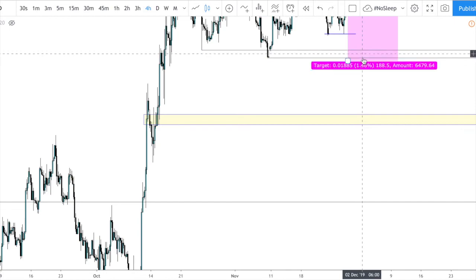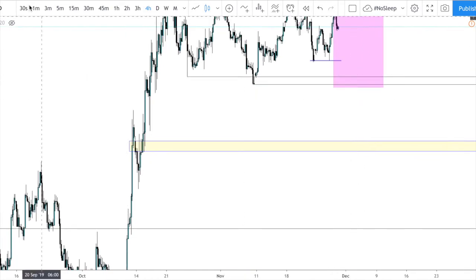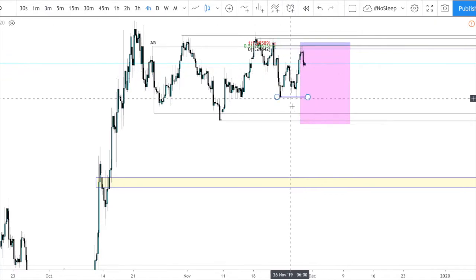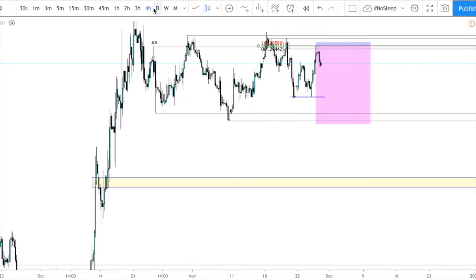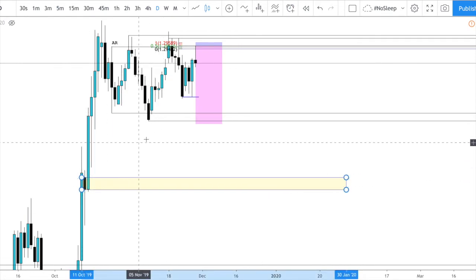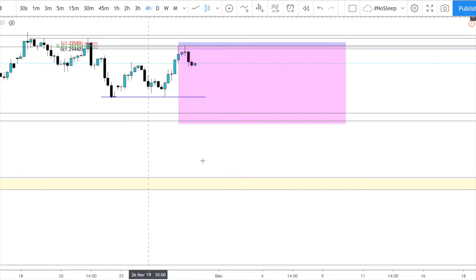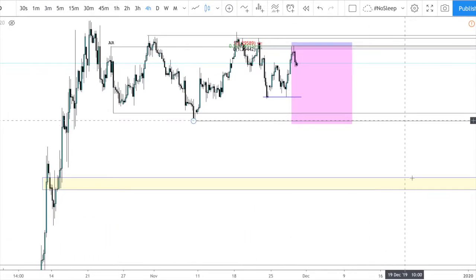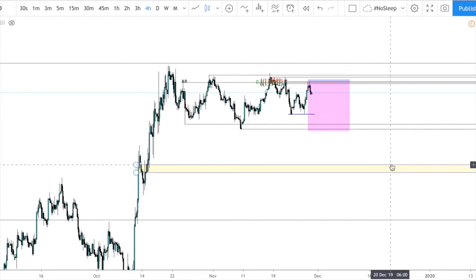Now, if we do violate this low and we just continue to go lower, if volume is showing strength to the downside, then we can see price move into this golden box region. It's not really golden, it's yellow, but start moving into this yellow box area over here before we start seeing so many move up. Okay, but you also need to look at the DXY as well.